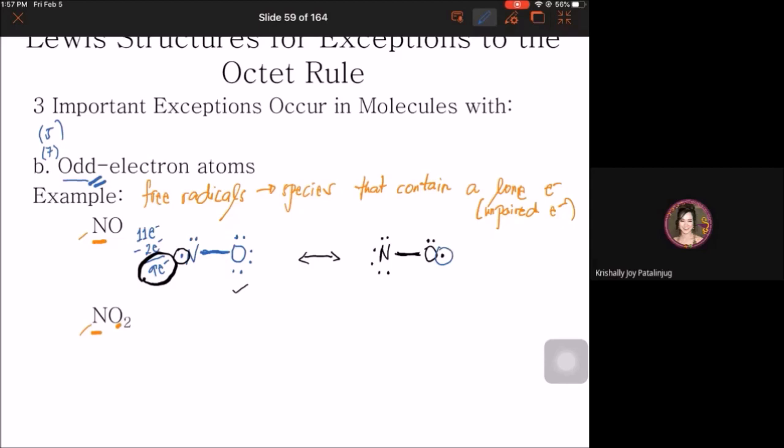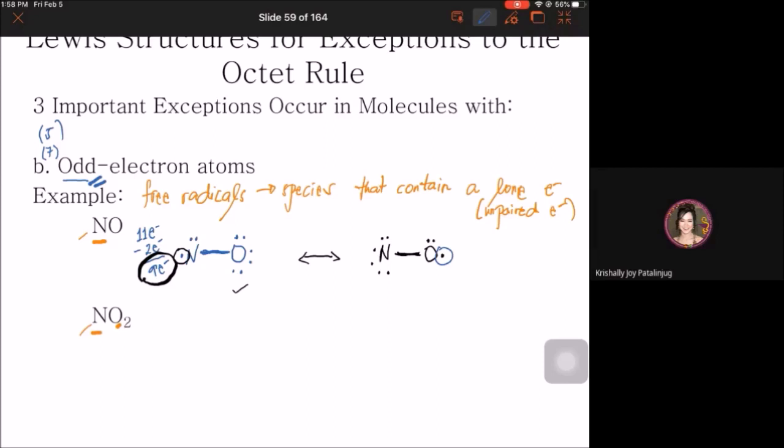Okay, so that's an example of a molecule with an odd number of electrons. You can actually check, in resonance forms, once you produce resonance forms, you can identify which is the major contributor to the resonance hybrid. How? By determining again the formal charge.